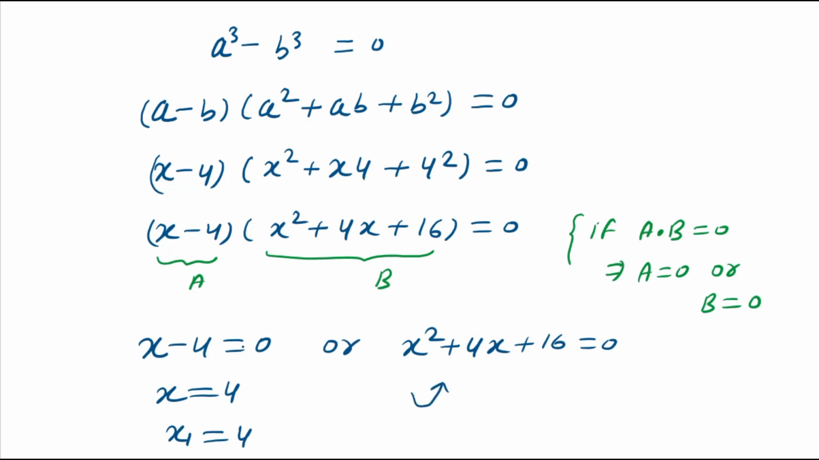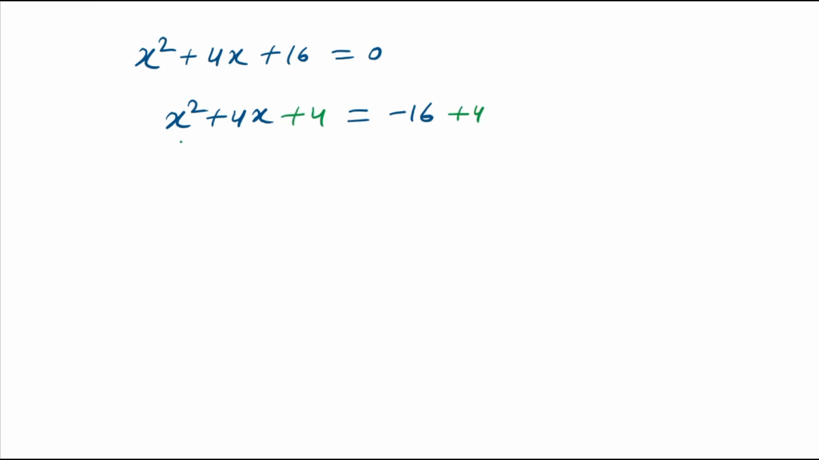Now look carefully at this quadratic equation, x square plus 4x plus 16 is equals to 0, then x square plus 4x, and if we take the 16 to the right hand side then this is minus 16. Now if we add 4 to both sides, then on the left hand side this expression is a perfect square and this expression is factorizable. Here if we apply middle term split, then x square plus 4x is 2x plus 2x plus 4, and this is equals to minus 16 plus 4 is minus 12.